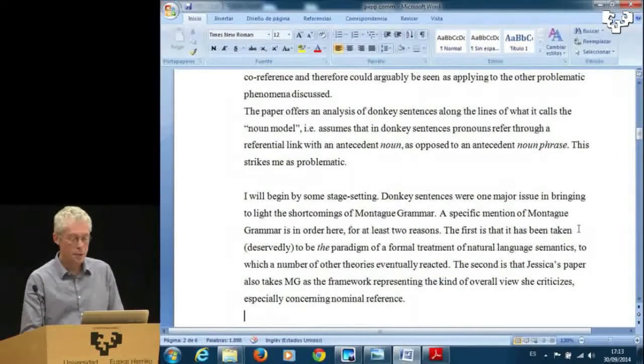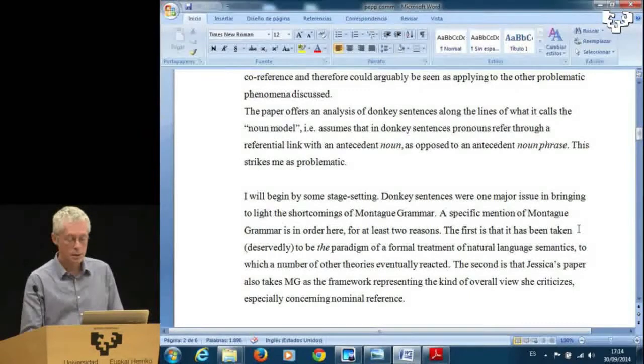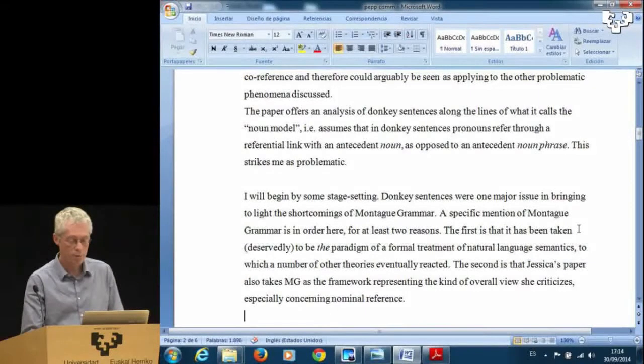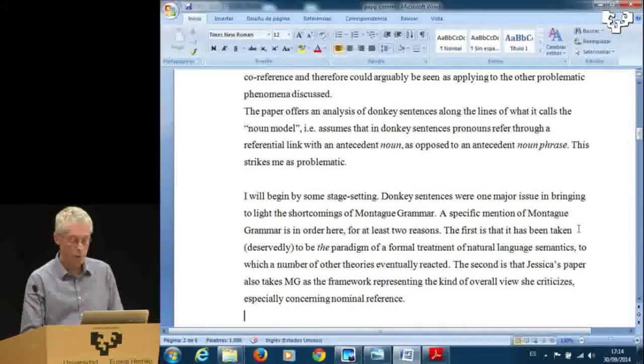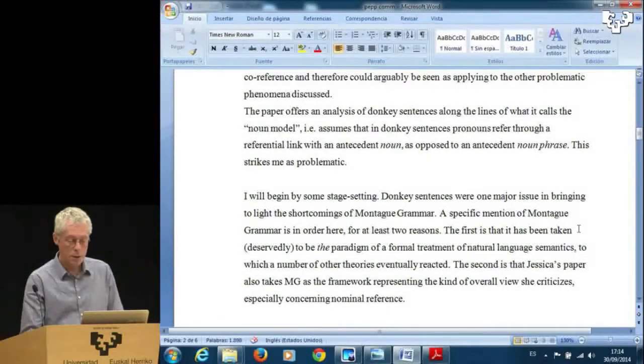I will begin with some stage setting. Donkey sentences were one major issue in bringing to light the shortcomings of Montague grammar. A specific mention of Montague grammar is in order here, for at least two reasons. The first is that it has been taken, deservedly, to be the paradigm for a formal treatment of natural language semantics, to which a number of other theories eventually reacted. The second is that Jessica's paper also takes MG as the framework representing the kind of overall view she criticizes, especially concerning nominal reference.